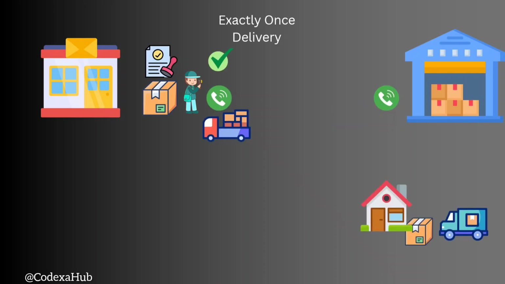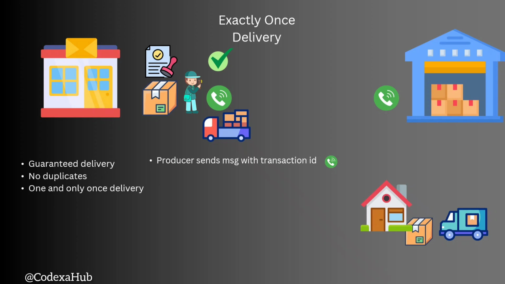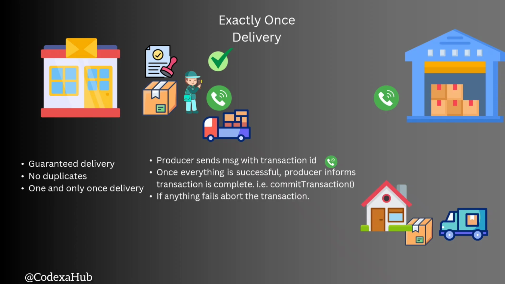completes the transaction. Well, this is called exactly once delivery semantics, which guarantees the delivery without any duplicates and ensures that the message is delivered one and only once. In Kafka terms, the producer assigns a unique transactional ID for this delivery session. Producer sends message with this transaction ID. Once everything is successful, producer informs that the transaction is complete. That is, it calls commit transaction. But if anything fails, it aborts the transaction.